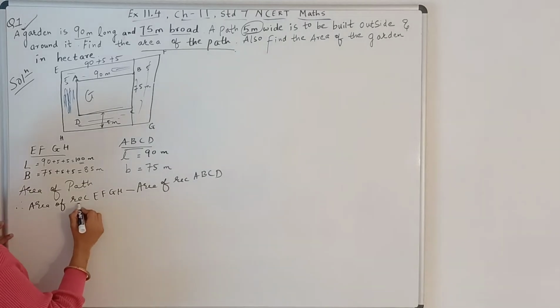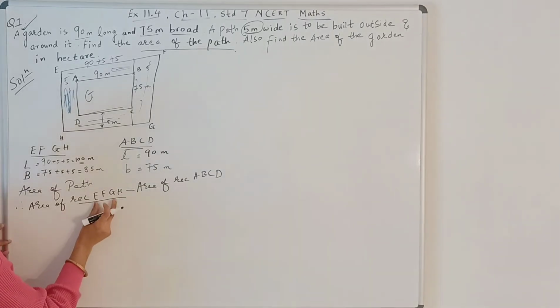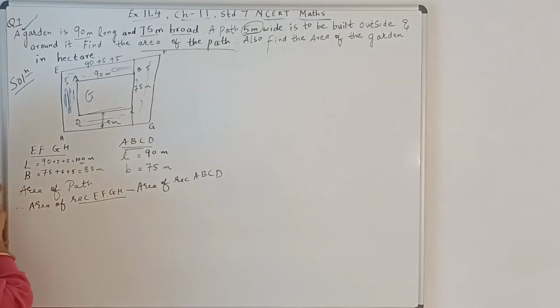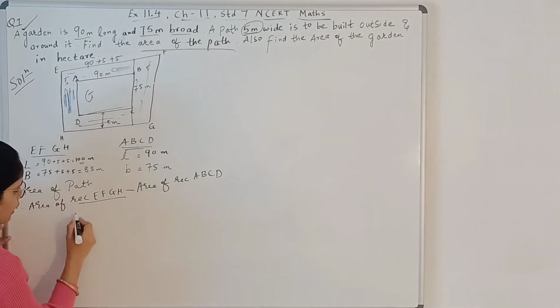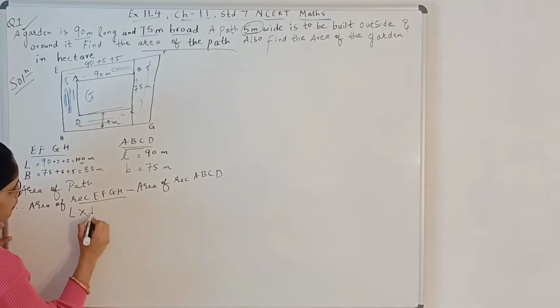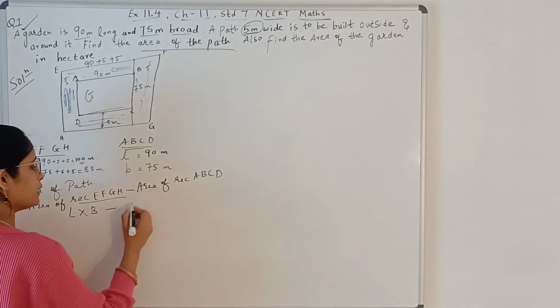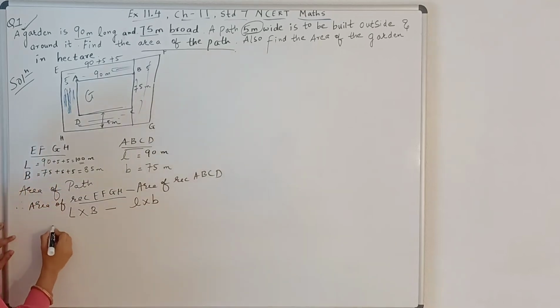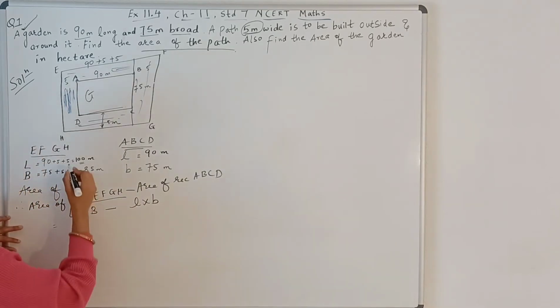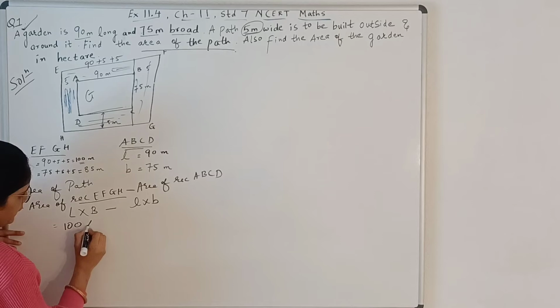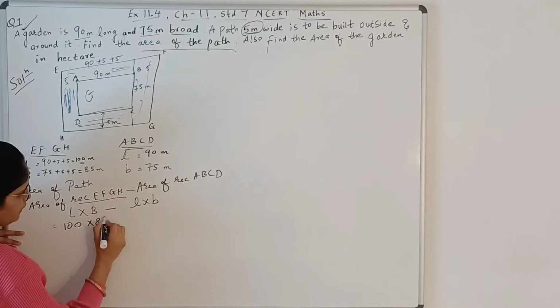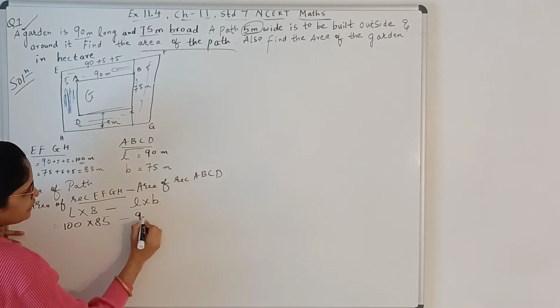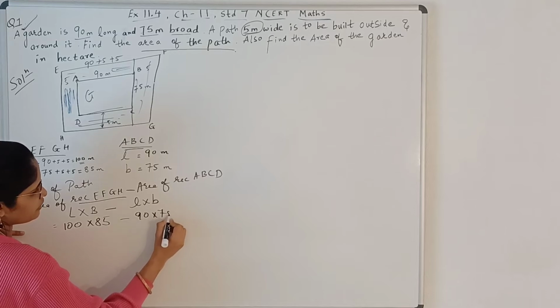Now area of rectangle EFGH, so that is the bigger one. So for that we are taking the symbols capital L and capital B. So L, sorry, multiply by B, and here small l multiply by small b. So now length multiply by breadth. So here 100 multiply by 85 minus this side 90 multiply by 75.